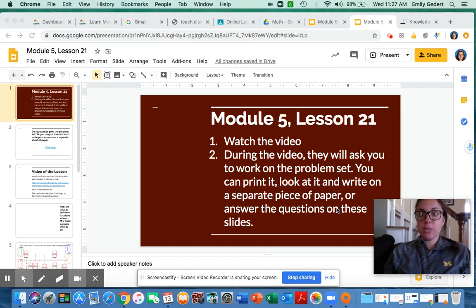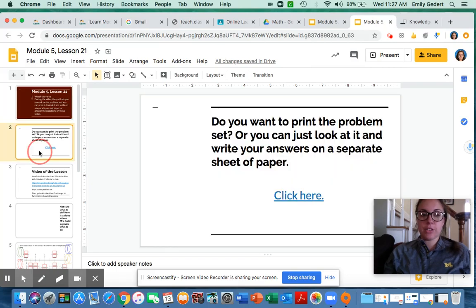If you don't want to do it on the computer, you can either just look at the problem set, which is on the hyperlink on slide 2, or you can print off the PDF and write it down, whatever works best for you. So again, if you want to just look at the problem set and write it down, if you want to print it off, you're going to click here.